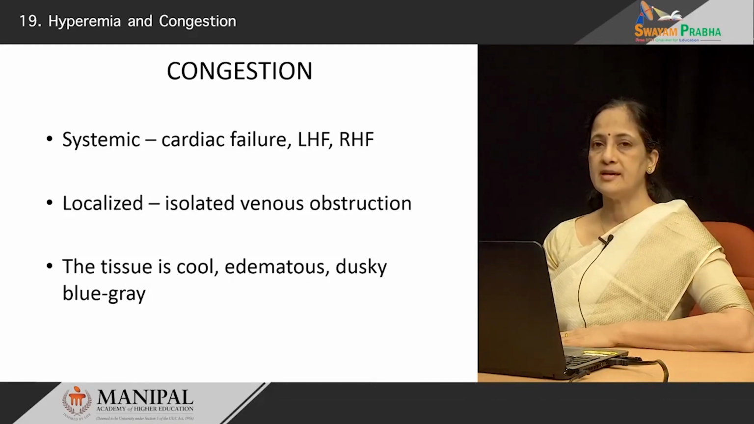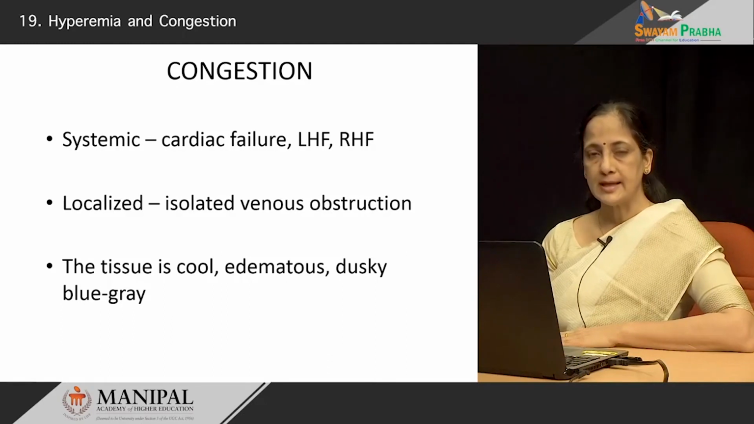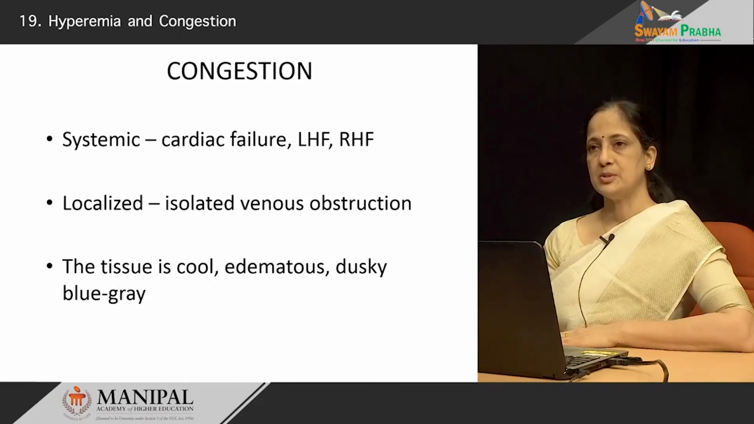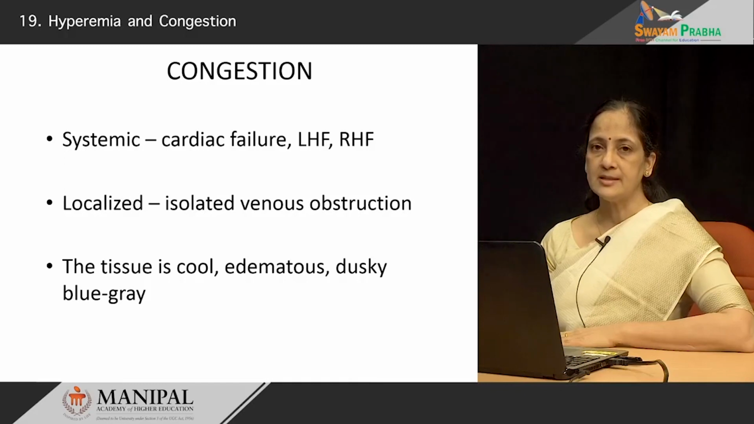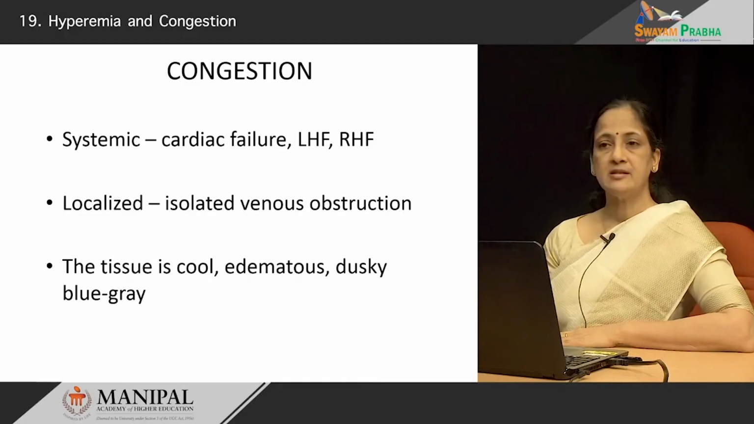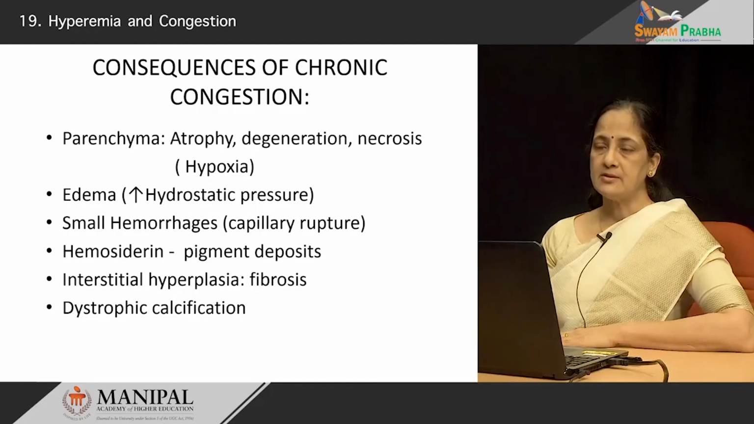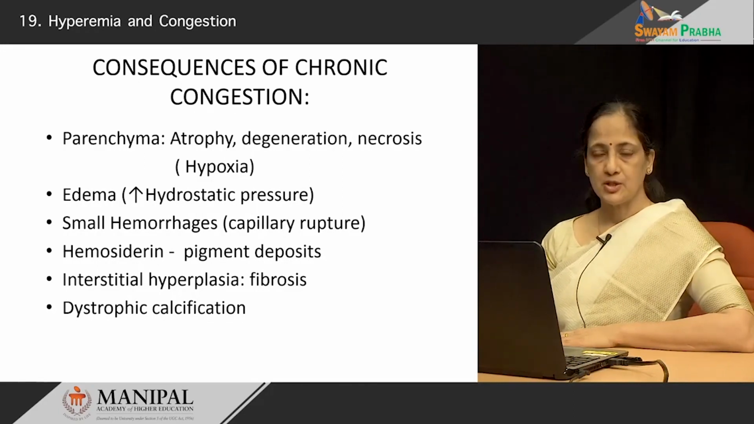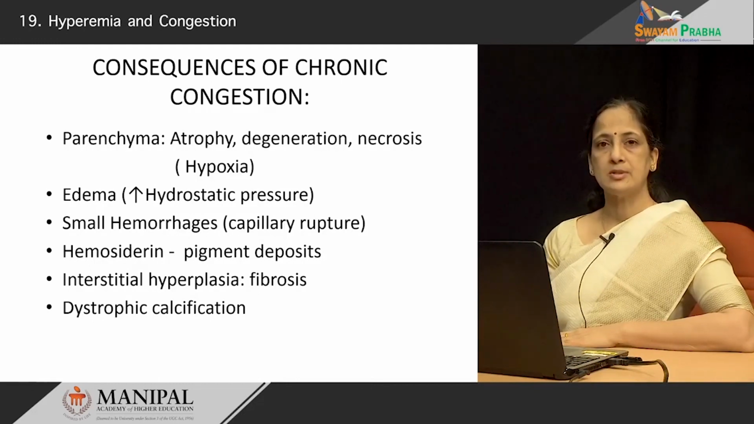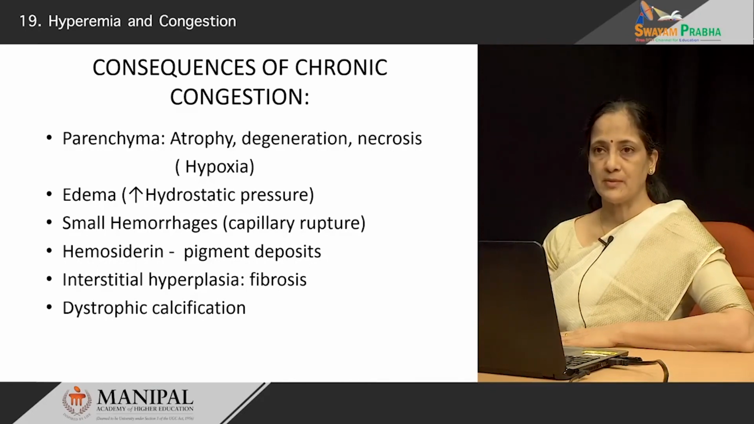For example, if there is a deep venous thrombosis in the leg, tissue is going to show features of chronic venous congestion. The affected tissue is usually cool, edematous, dusky blue-gray in color. Now, what happens as a result of this chronic venous congestion in the tissue? 1. Because of the hypoxia, the parenchyma undergoes atrophy, degenerative changes, and long-standing hypoxia can even cause tissue necrosis.